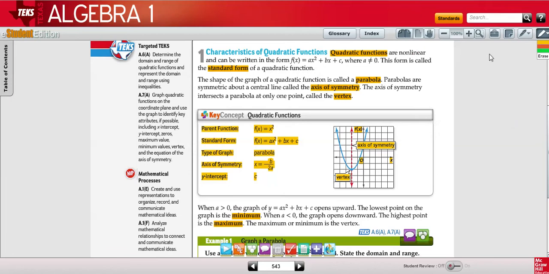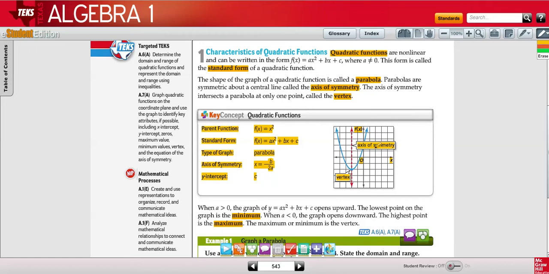This form is called the standard form of a quadratic function. The shape of the graph of a quadratic function is called a parabola. Parabolas are symmetric about a central line called the axis of symmetry. The axis of symmetry intersects a parabola at only one point called the vertex.